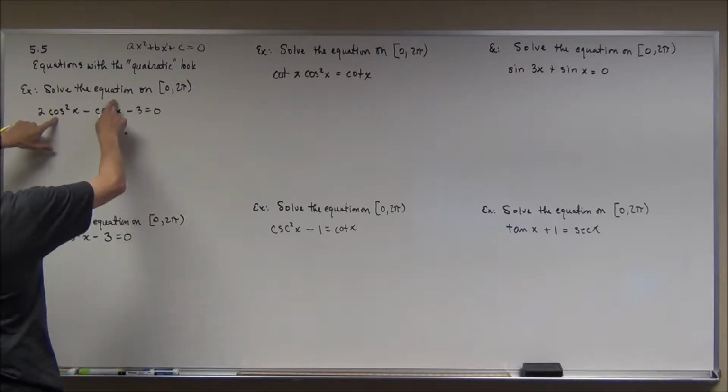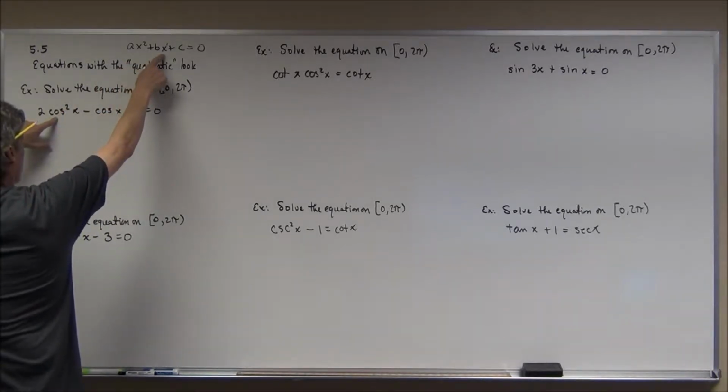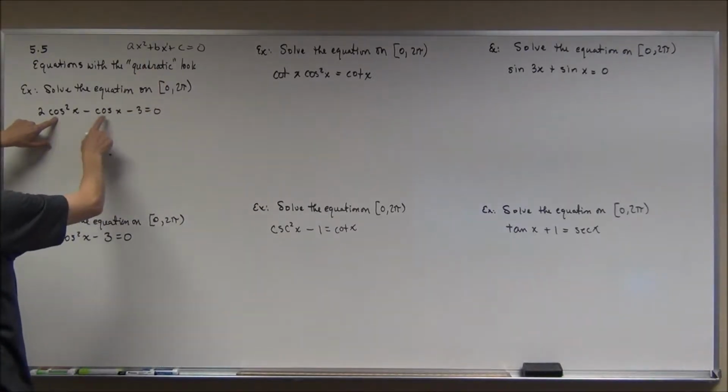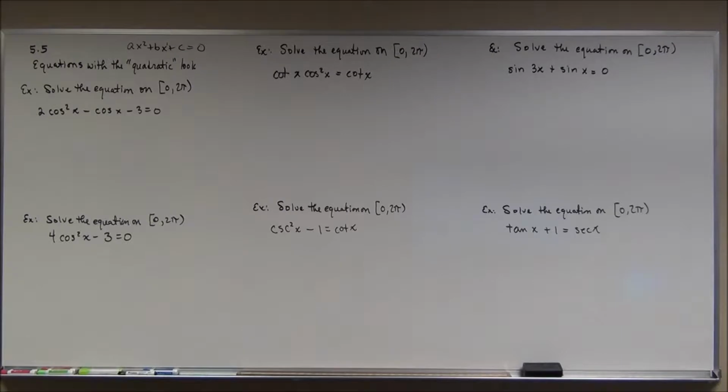This is cosine of x to the first power, this is cosine of x squared. So instead of x squared and x, we have cosine squared x and cosine x, but it has that look of a quadratic. Now we solve a quadratic equation in different ways. We can hopefully factor it, or we can use the quadratic formula, or we can complete the square. So I'm going to see if I can factor this, because I find that to be typically the most efficient way to solve a quadratic equation.